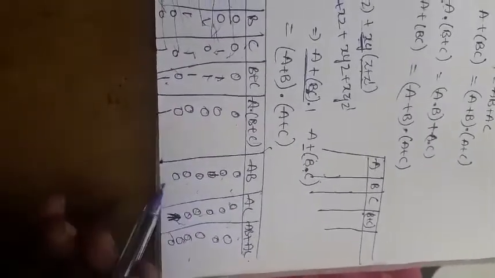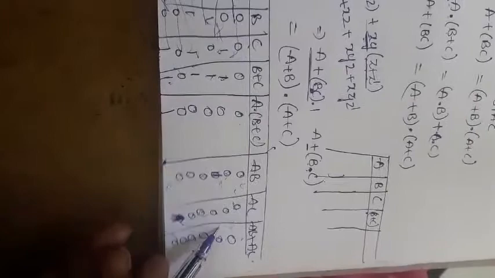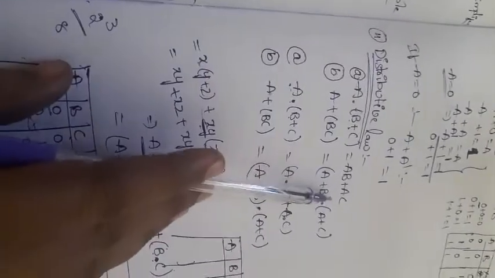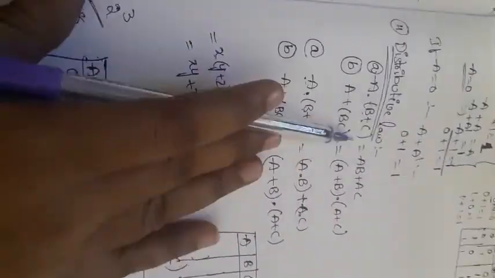Okay, so now adding these two, AB plus AC. So 0 plus 0, 0, 0 plus 0, 0, 0 plus 0, 0, and 0 plus 1 will give the result 1. So now check it, the LHS part is equal to the RHS part, is it right? Just check it. Both the values are the same. So that's why these two are equal. Okay, so the first theorem is proved. A into B plus C is equal to AB plus AC. So this law is proved.